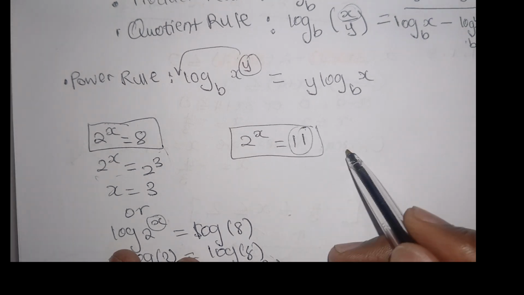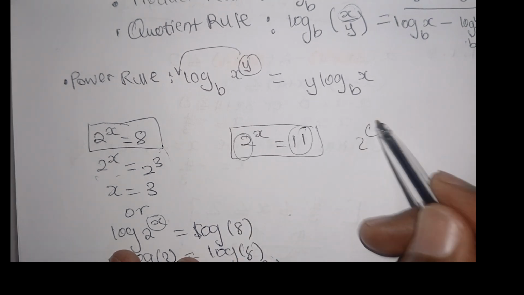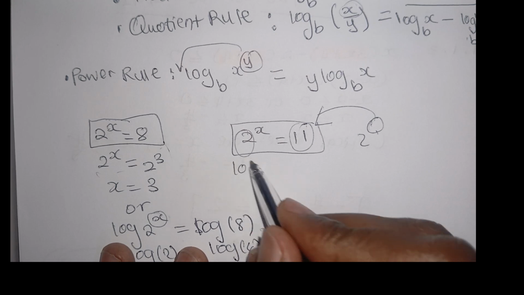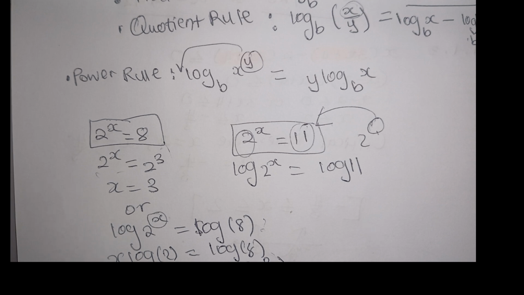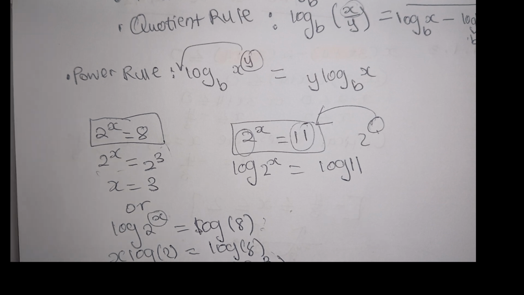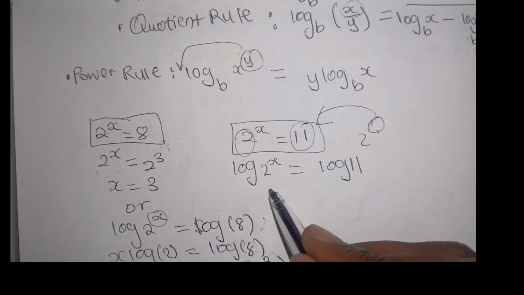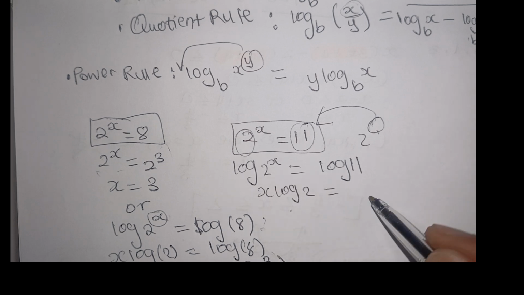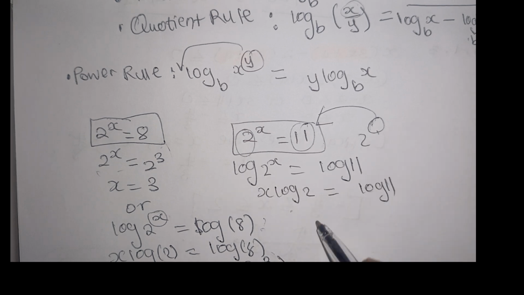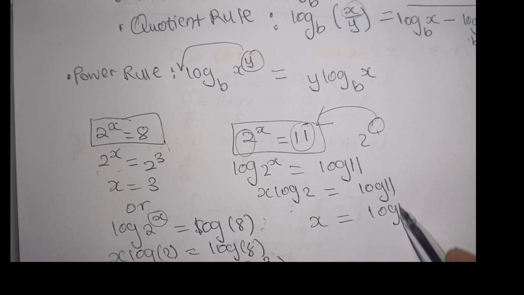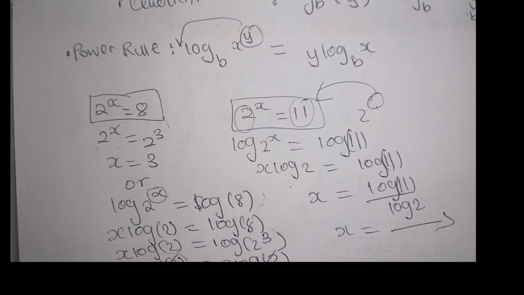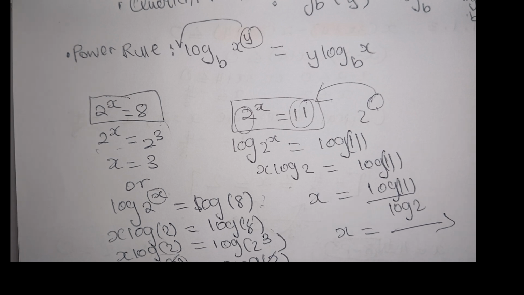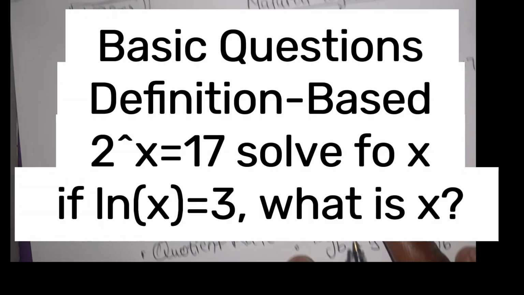So here by force, because we cannot say 2 to the power any number and it gives us 11, we just have to say log 2 to the power x is equal to log 11, right? And then we say x log 2 is equal to log 11. Then you divide both sides by log 2, right? Then you get this. Then you plug it into your calculator. Now, this is how it is.